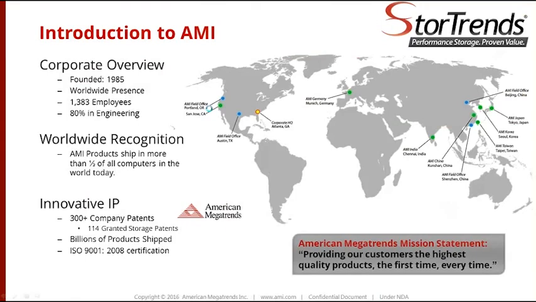All right. Just some really quick introduction, a couple of slides here, introduction to AMI. Most of you probably know us as American Megatrends Incorporated. We were founded in 1985 and are headquartered outside of Atlanta, Georgia. We've got a worldwide presence with 12 international offices and 1,383 total employees, and about 80% of our employees contribute in an engineering fashion. So we're a very deep, heavy engineering-based company. We've been around since 1985.